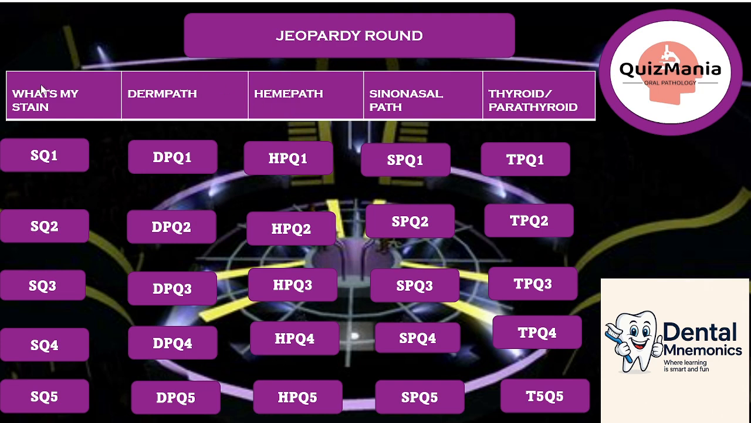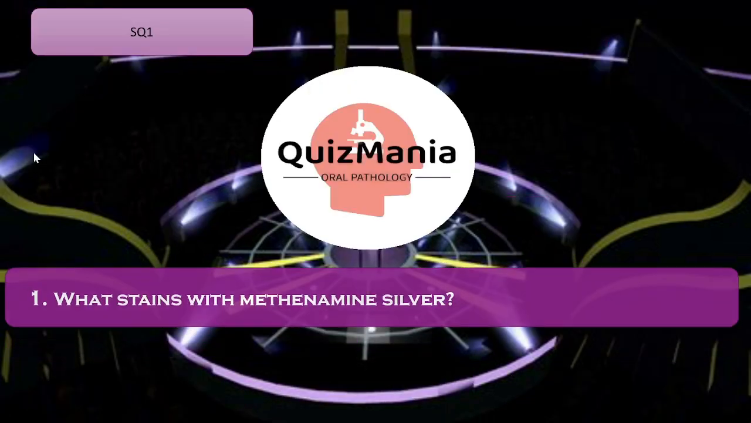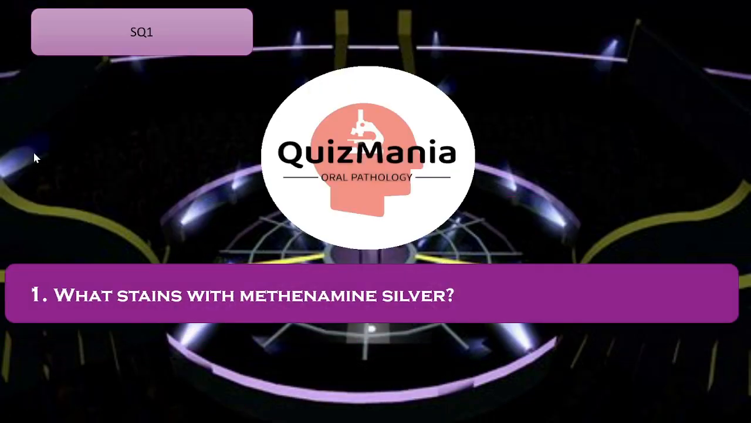So the first question from What's My Stain, question number SQ1 is: what stains with methenamine silver? You have 5 seconds to note your answer. I'll repeat the question. What stains with methenamine silver?